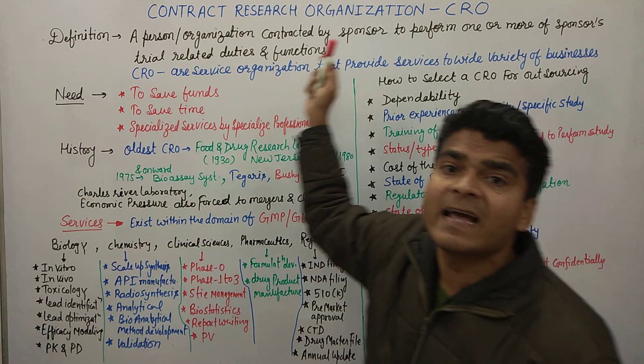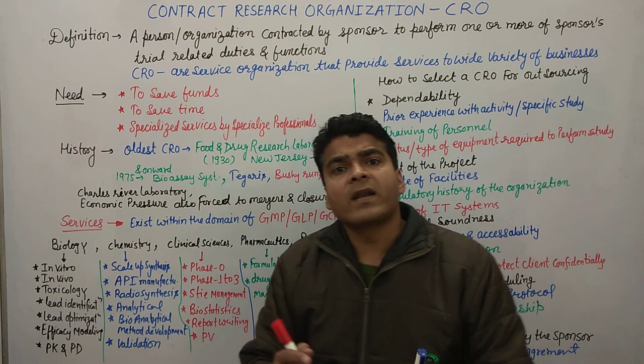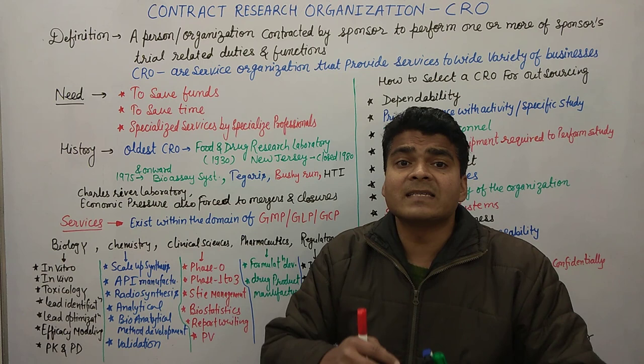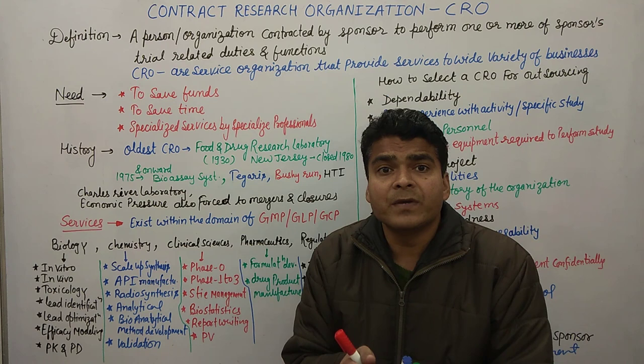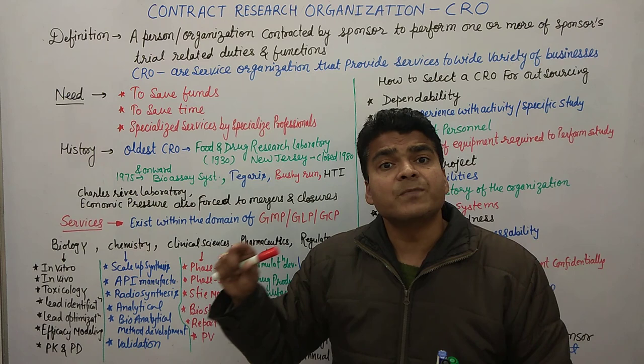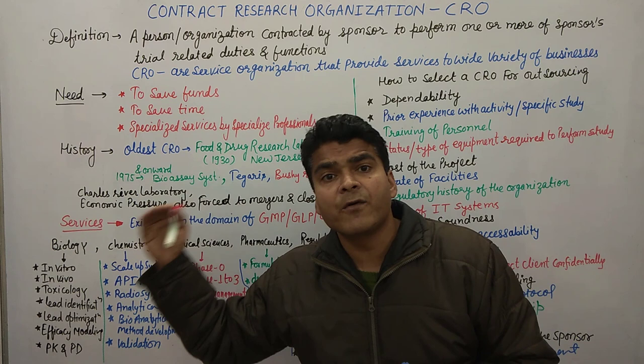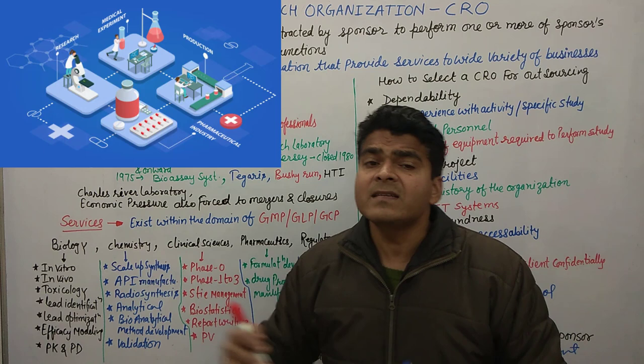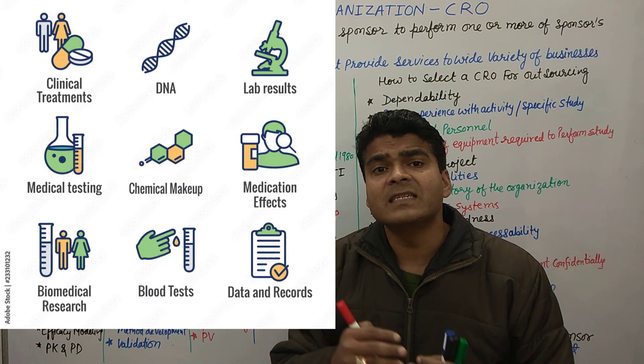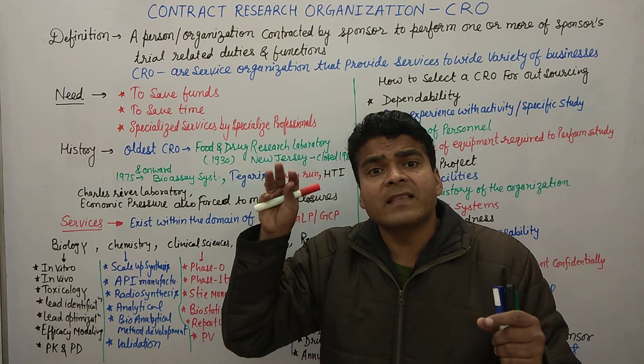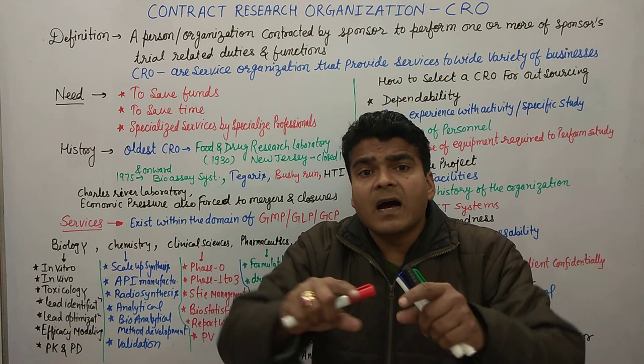Suppose there is a bigger company like Pfizer, and this company has the work of new drug discovery. Then sometimes this company gives some specific work to other companies which are specialized in it. Some companies are specialized in preclinical work, some in bioanalytical work, some in manufacturing work, and some in clinical practices like GCP. So these are various aspects, and if Pfizer outsources this work, then all these other companies are known as a CRO.